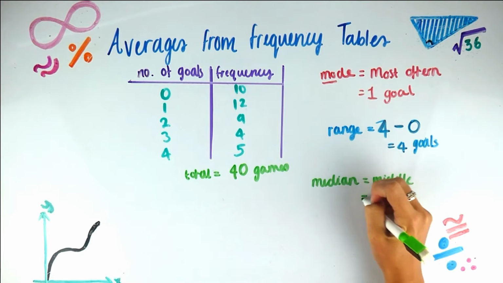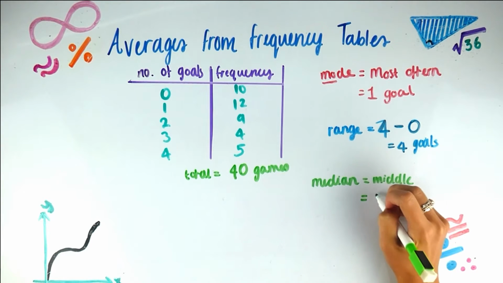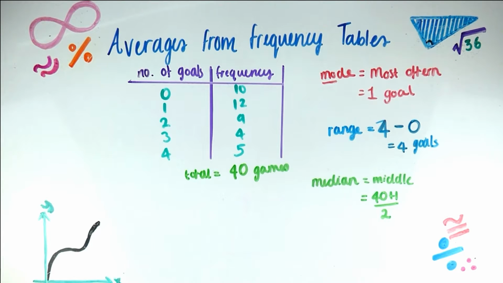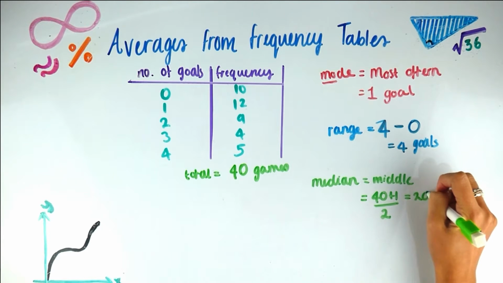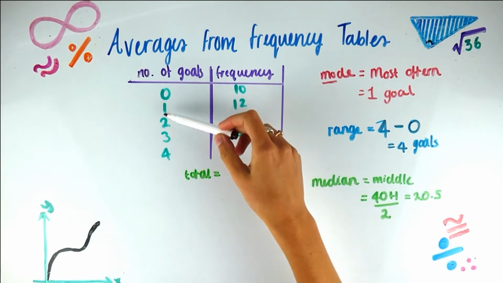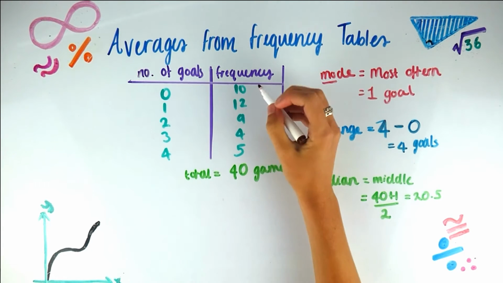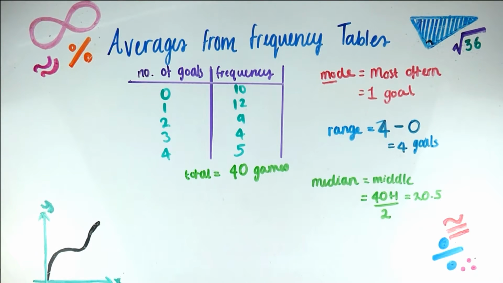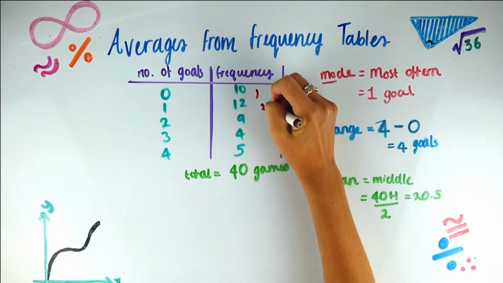So to get the median, middle, whatever, say it how you want, you take the total plus 1 and divide by 2, and that's the middle data point. And that gives you an answer of 20.5. So we need to look in between the 20th point and the 21st point. So looking at our table, we can see that it's in ascending order because we've got 0s, 1s, 2s, 3s and 4s. So there were 10 in the first one. So then if we do 10 plus 12, we get to 22.